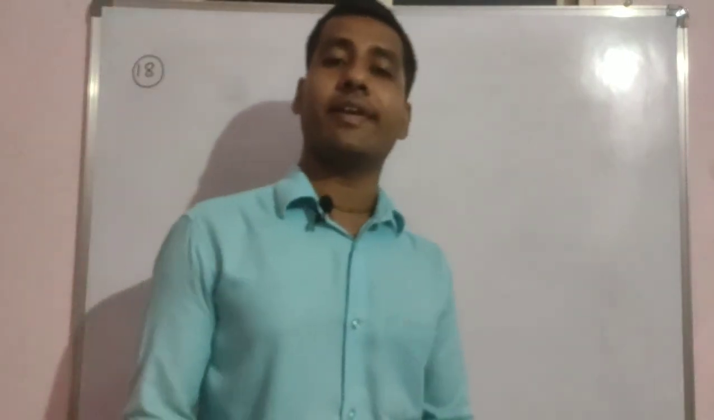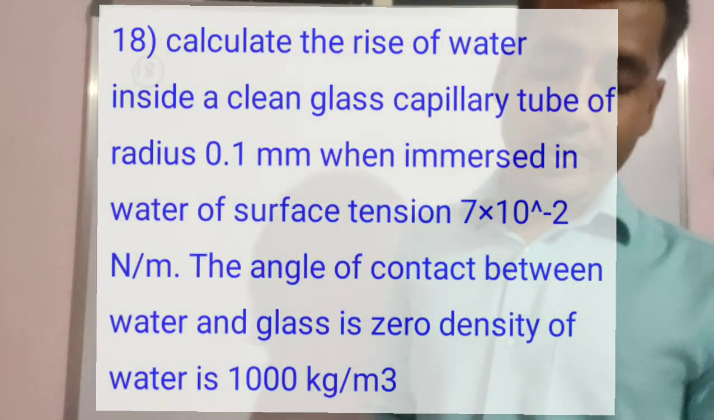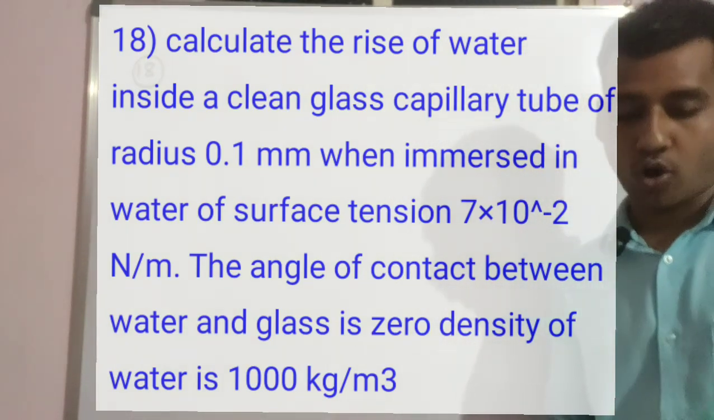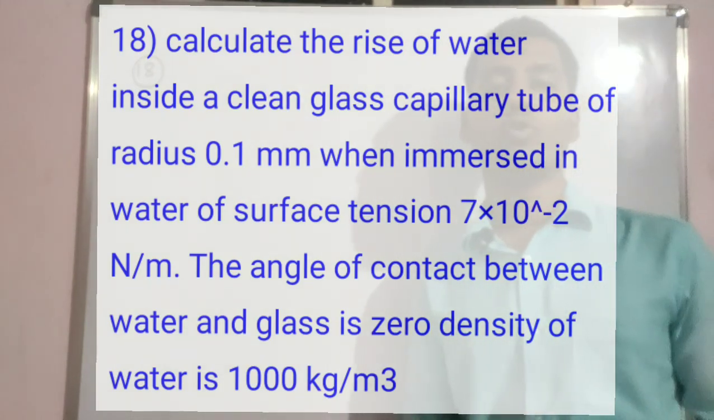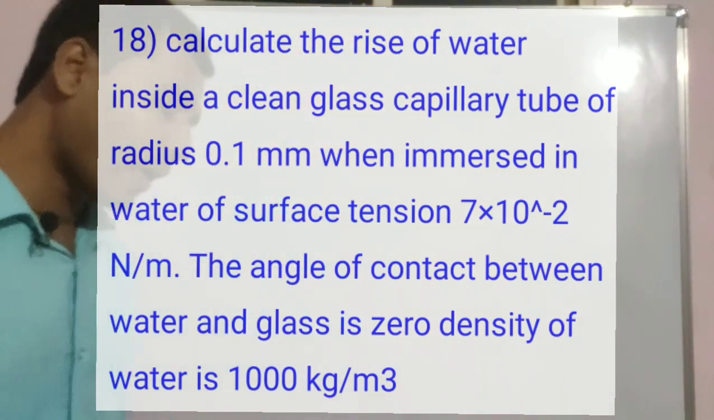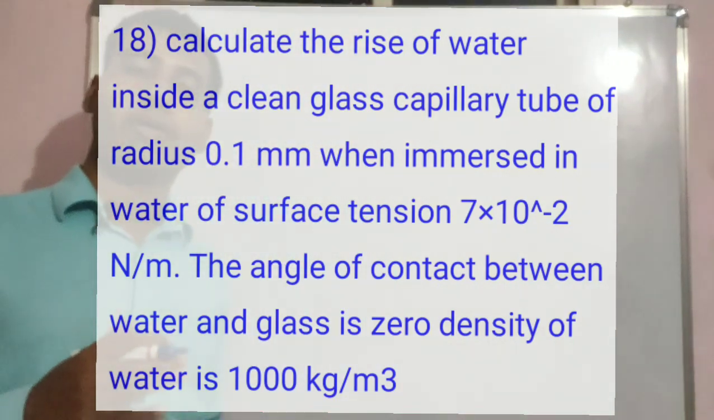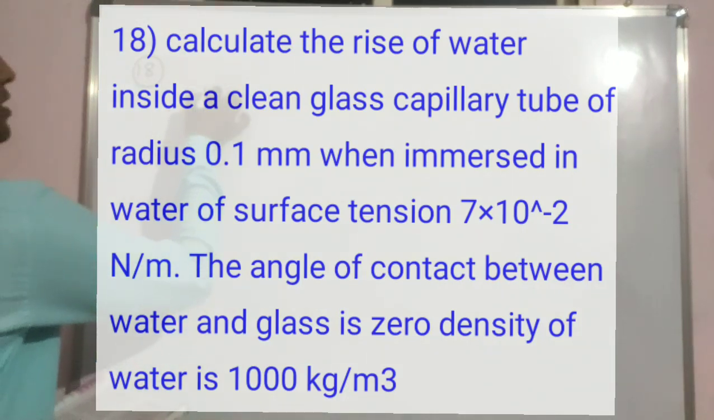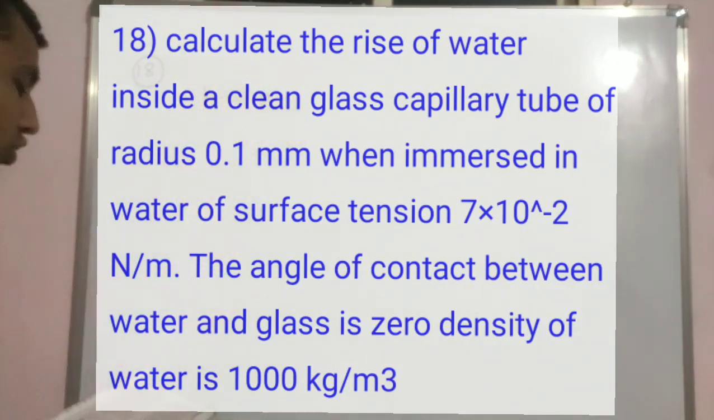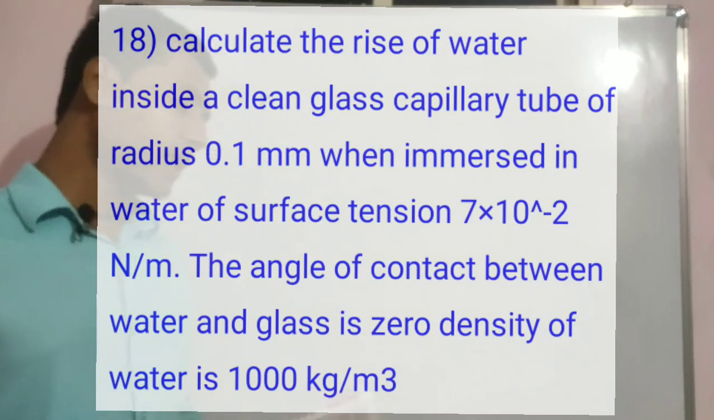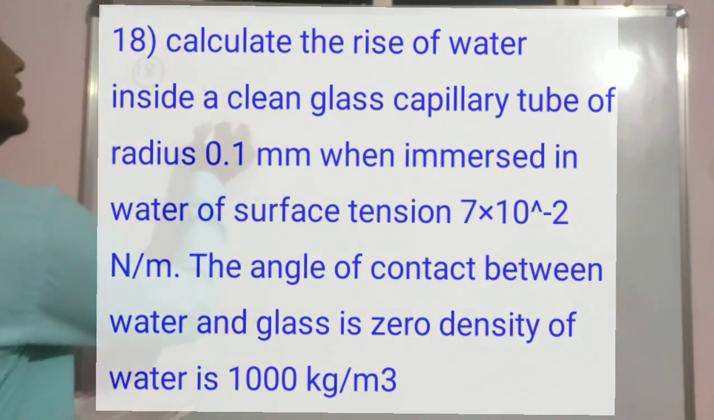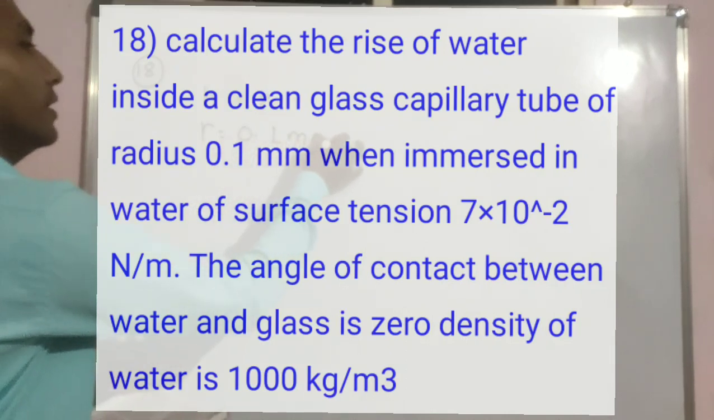First I will read the problem. Calculate the rise of water inside a clean glass capillary tube of radius 0.1 mm. So we have to find the rise of water. हमें क्या find करने का है? Rise means we have to find height. The radius given to us is 0.1 mm.